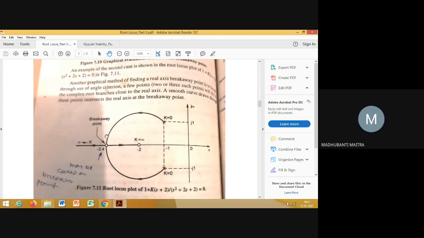Now is it clear? Got it, ma'am. This is the tangent. This is the direction in which the root branch is leaving the breakaway point. So the angle is 90 degree.